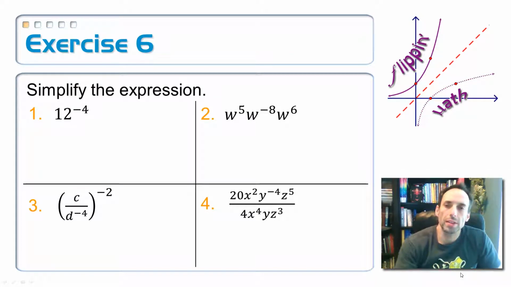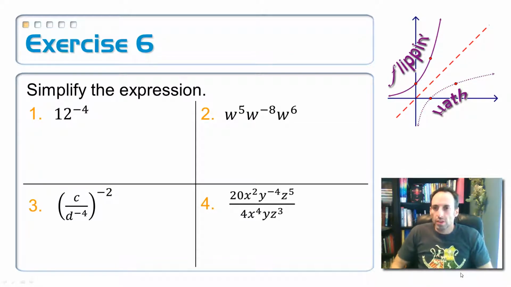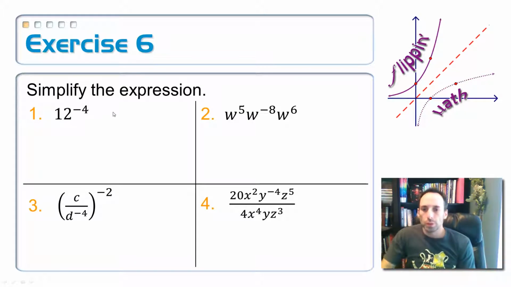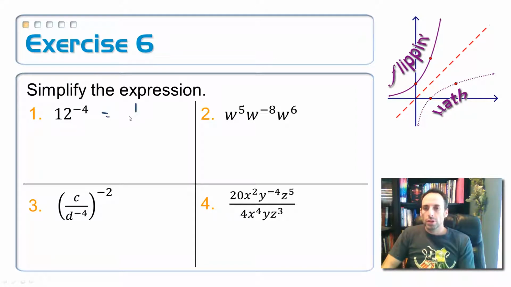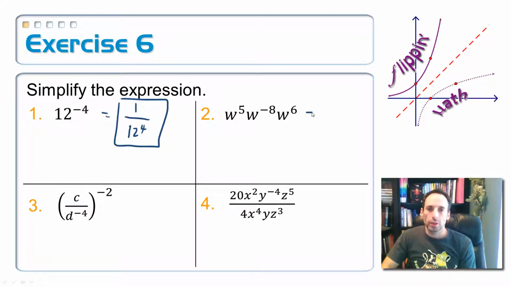Okay, so let's practice these on exercise 6 here. So the first one, 12 raised to the negative 4 power. When I have a negative exponent, I need to put that thing in the bottom of the fraction, 1 over 12 to the 4th, and now that power is positive. Okay, we always want to keep positive exponents. That's a good thing here.